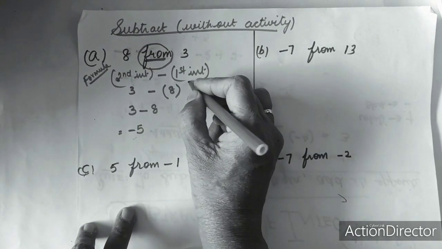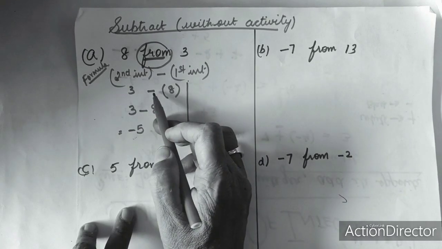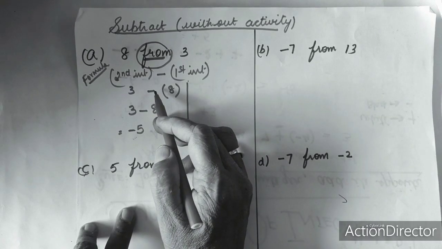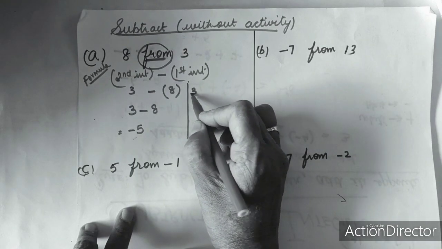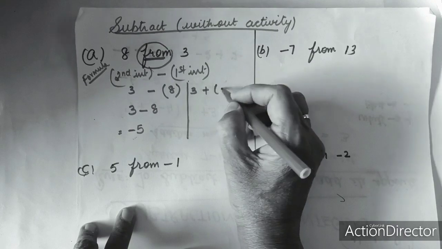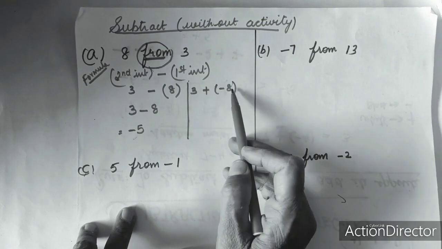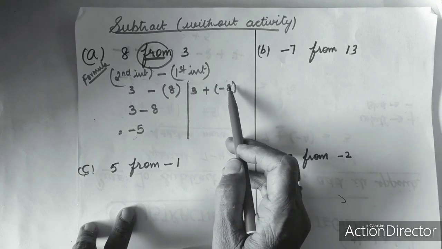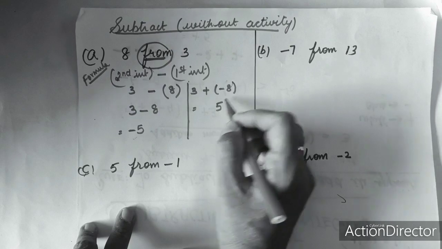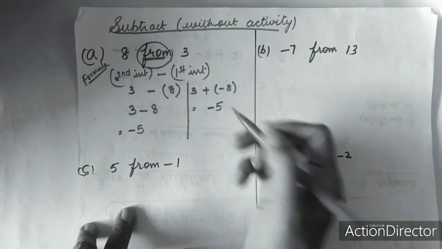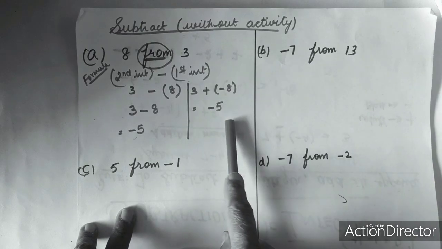This can also be done by the opposite, that is, I told you subtracting is nothing but adding the opposite integer. So how am I going to do it? 3 plus minus 8. Again the same method, opposite signs, so subtract the magnitudes. 8 minus 3 is equal to 5. The sign of the bigger number is minus, so I am going to get minus 5. Both ways you can do it, whichever method you feel is easy.